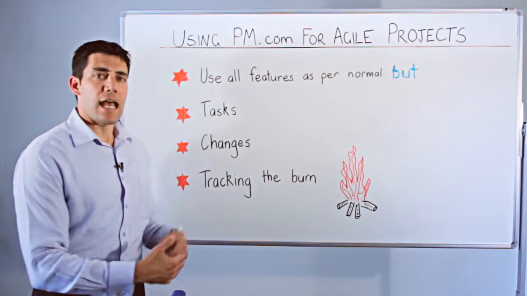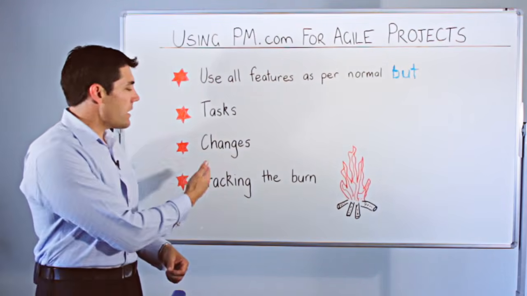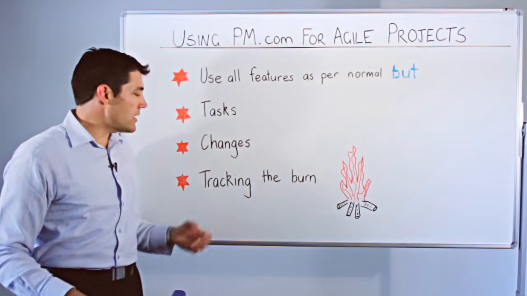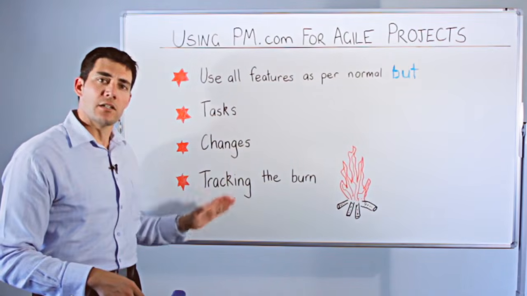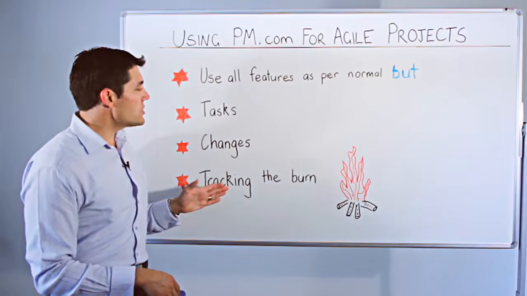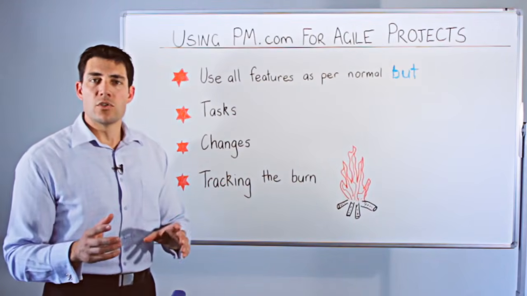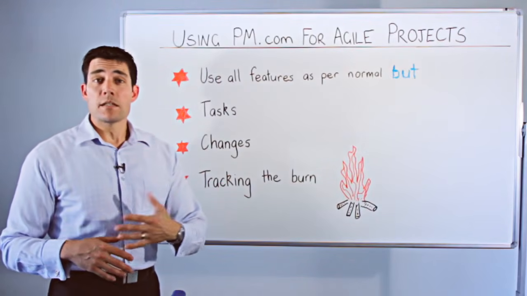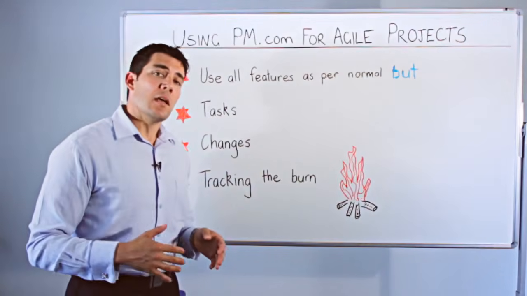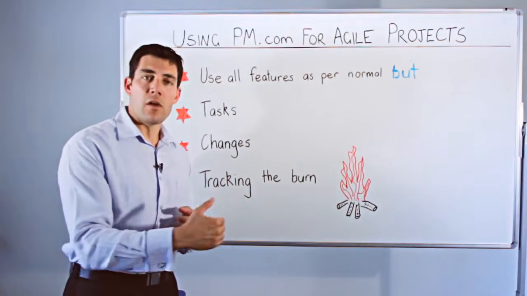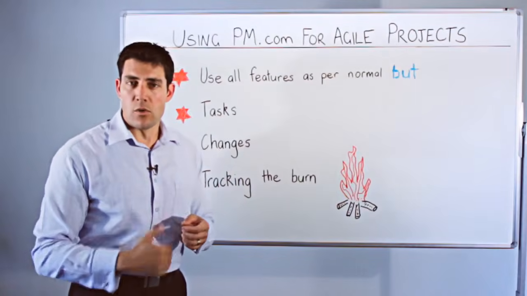Where the difference lies is in how you organize your tasks, how you manage your changes, and how you track it. So I'm just going to focus on those three items for the moment. Now, as you know, in an Agile project, you've got your story, you've got your backlog of requirements, and then you've got the tasks that go into making the backlog possible, delivering on that set of prioritized requirements.